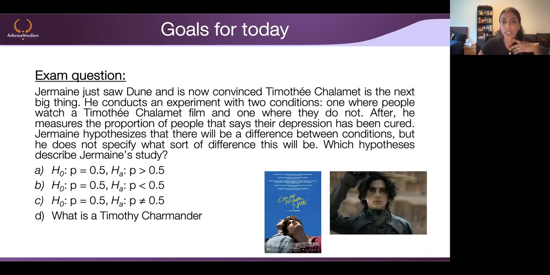Jermaine just saw Dune and is now convinced that Timothée Chalamet is the next big thing. He conducts an experiment with two conditions, one where people watch a Timothée Chalamet film and the other one where they do not. After, he measures the proportion of people that say their depression has been cured. Germain hypothesizes that there will be a difference between conditions, but he does not specify what sort of difference this will be. Which hypotheses describe Germain's study? You can put it in the chat when you know.